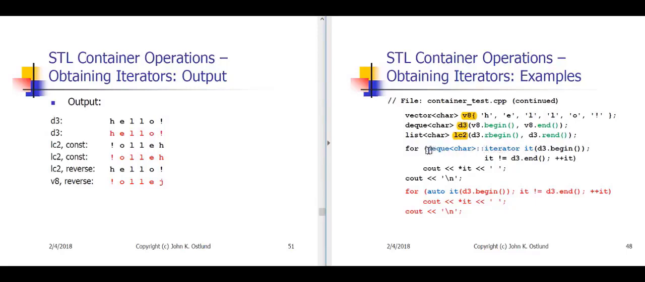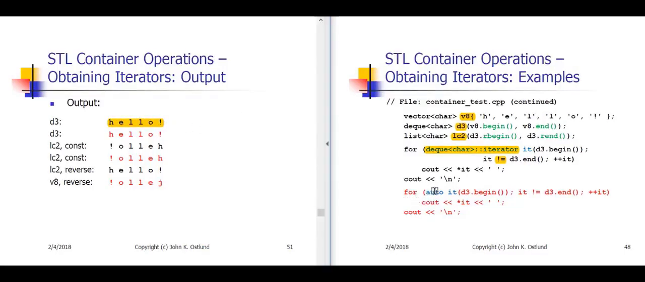Just as a reminder of the awful actual syntax, if you want an iterator to traverse through your deck of char, the full type name of that is iterator that is a member of the deck of char class, and we're doing the usual thing here, stepping forward, starting from d3.begin, going up to but not including d3.end. So that's going to display HELLO, and in the red for loop, rather than typing out the full gory name of the iterator that is a member of the deck of char class, we just used auto.